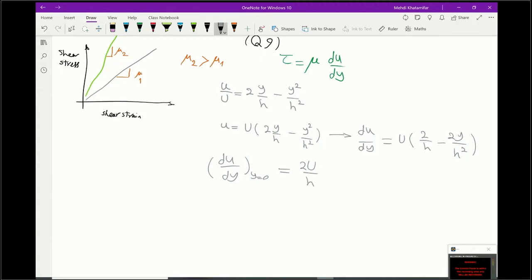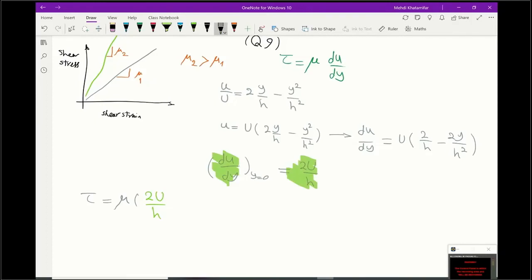Okay, so let's find the shear stress. Tau is going to be mu times the new value we just found for du dy. Let me write it like this: 2 capital U divided by h.